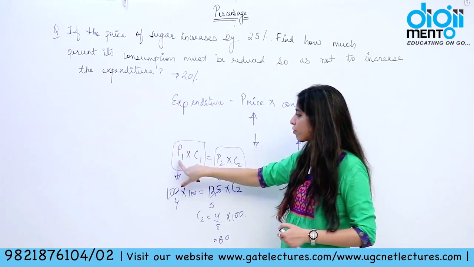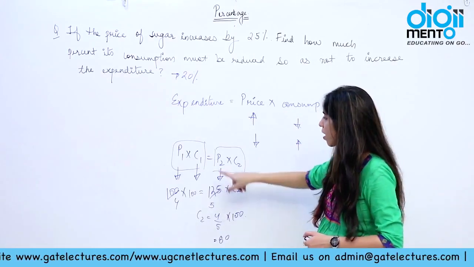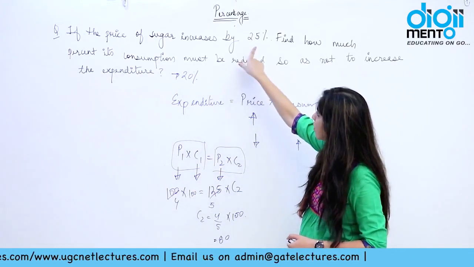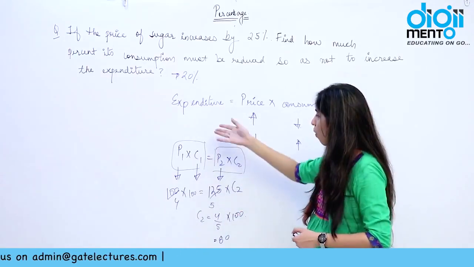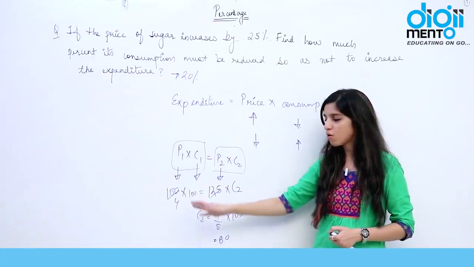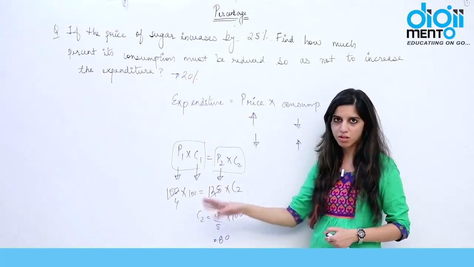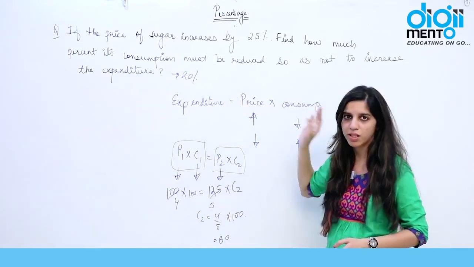Initially we assume both of these values to be 100 because we are working with percentages. Now if this was 100, then this price increased by 25%, which means the price became 125. Accordingly consumption became 80. Already it was 100, now it became 80. So this decrease of 20 is going to be the answer, 20%.